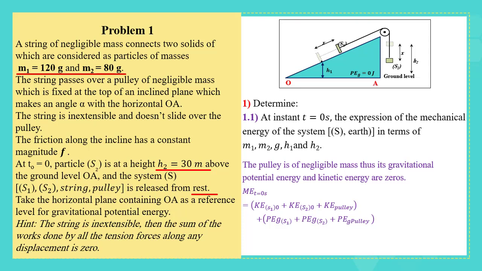But initially, S1 and S2 were at rest. The mass of the pulley is 0, so its kinetic and potential energies are zero. Then the mechanical energy is written as m1 g h1, where h1 is the height at t equals 0, and m2 g h2, which is the height h2 of S2 at t equals 0.